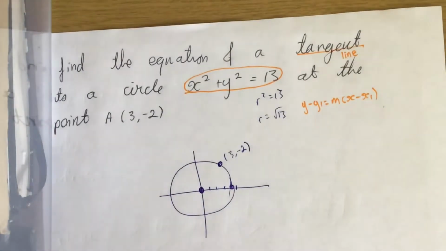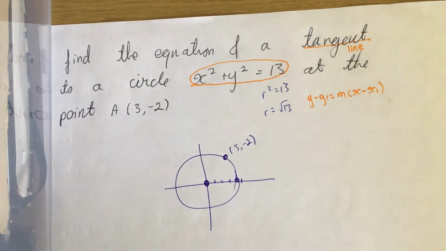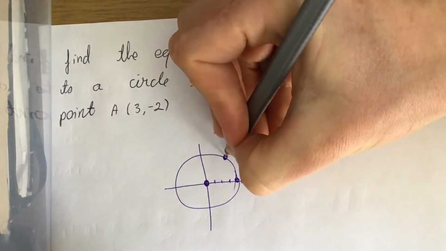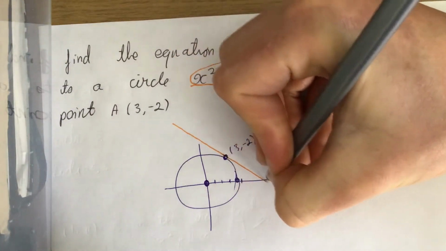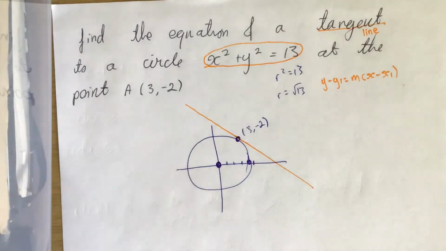So what this question is asking us is find the equation of the tangent to this circle at this point. So they want us to figure out the equation of this line. Now, if we're ever in doubt around a circle question, it is useful to draw it out and just get a rough idea of what it looks like.